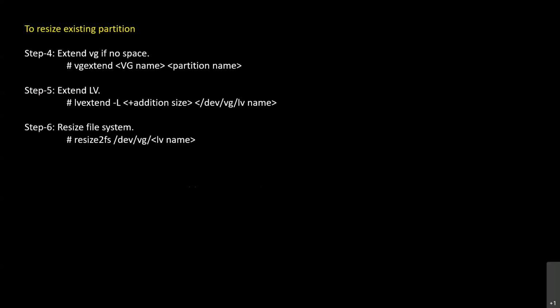So for example, if we want additional 20 GB to the logical volume, then we can use lvextend -L +20G and the volume name and volume partition name. Then additional 20 GB will be added to the extended logical volume, and then resize the file system to update the partition size.